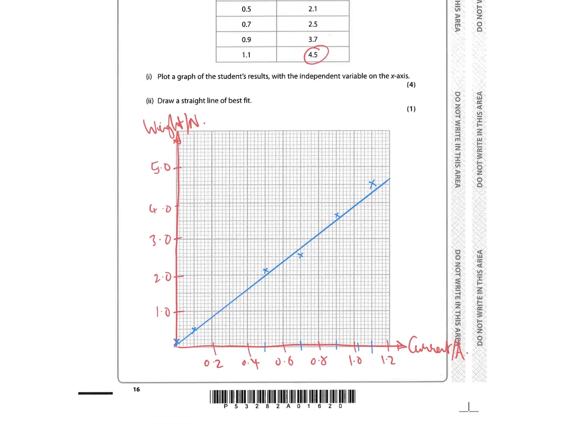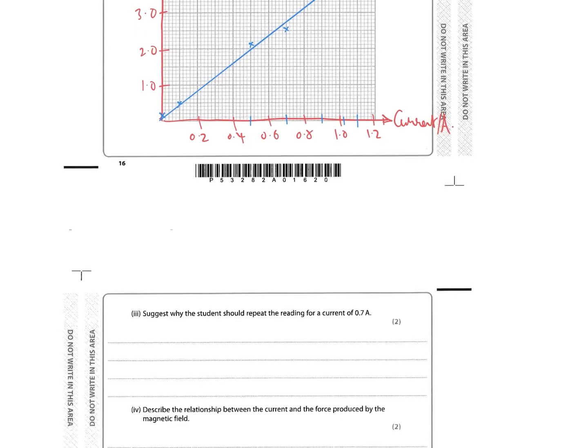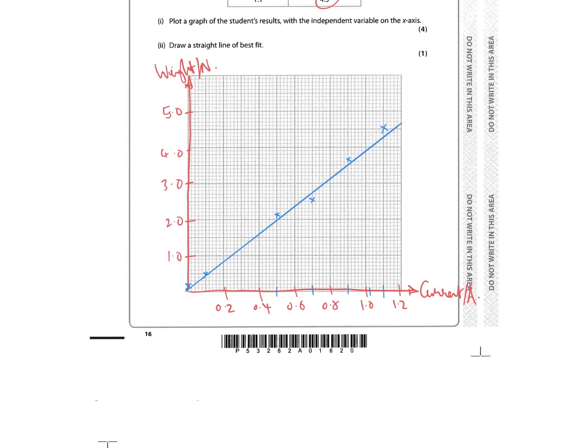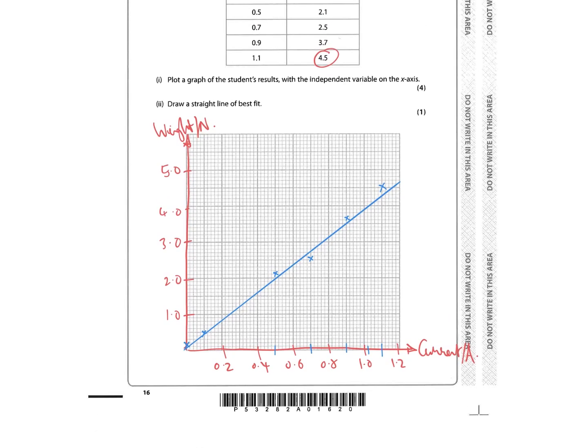Okay, let's see what it's asking me to do with that data. It suggests why the student should repeat the reading for 0.7 amps. Well, that's even more interesting. If I were to draw in my line, ignoring that, maybe some of you did this, if I were to ignore 0.7, then actually they will fit fairly well on a straight line. So what we'd say is there's an anomaly there.